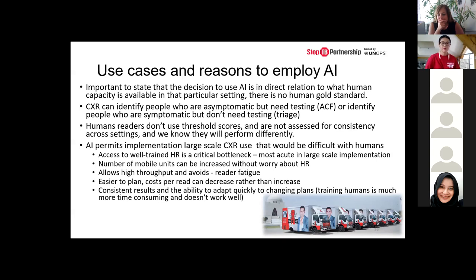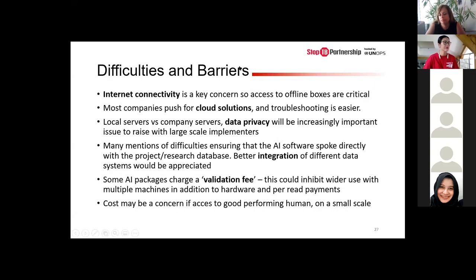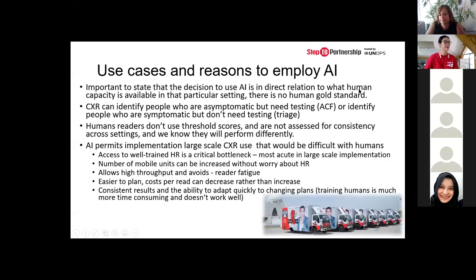Zhizhen mentioned that chest X-ray has 2 real advantages and uses. It can identify people who are asymptomatic, who should be tested, as many prevalence surveys have shown. And it can also identify people who are symptomatic, but do not need testing. And so these, generally speaking, are the kind of use cases we talk about, more of an active case finding screening use case and a triage use case.